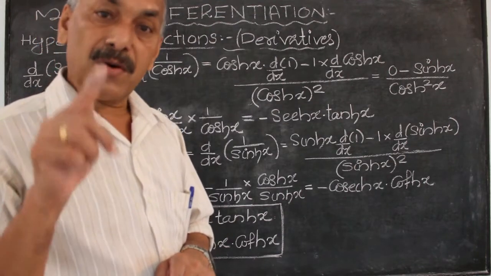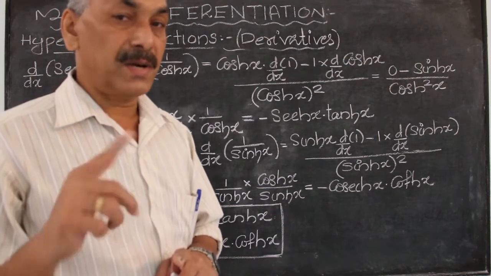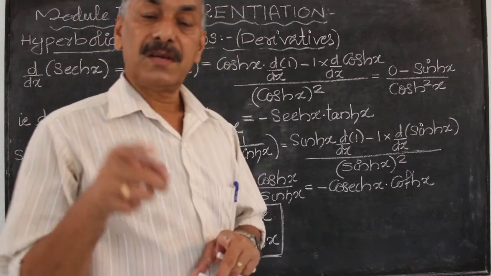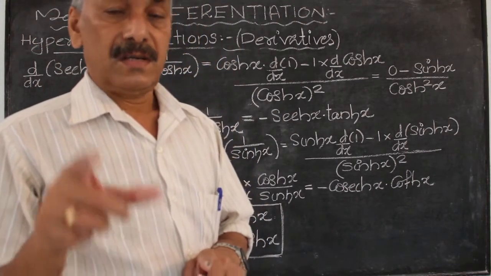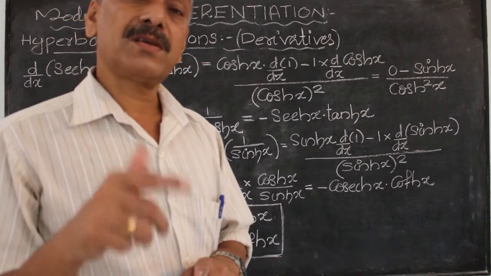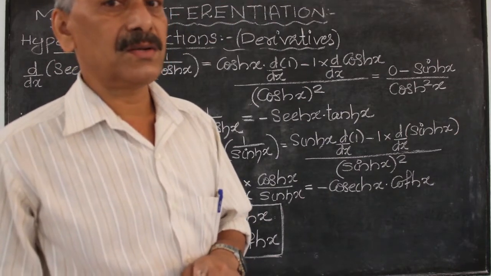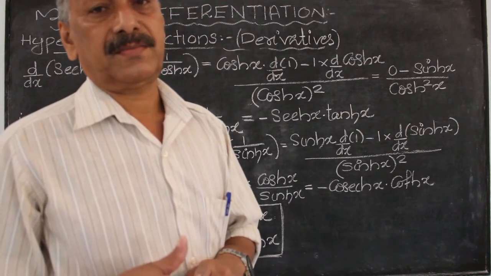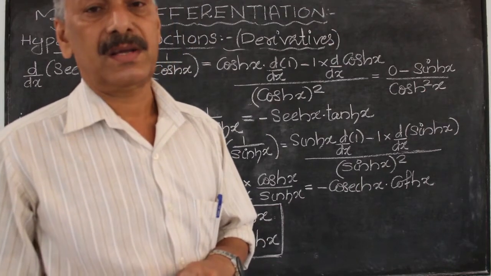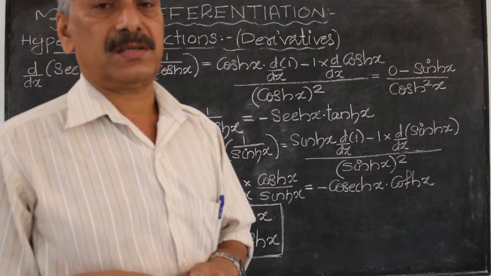What is the derivative of cos x? Trigonometric function cos x: derivative of cos x is equal to minus sin x. Derivative of sin x is equal to cos x. But in the case of hyperbolic functions, derivative of sinh x is equal to cosh x and derivative of cosh x is equal to sinh x. And derivative of tanh x is equal to sech square x. Derivative of coth x is equal to minus cosech square x.